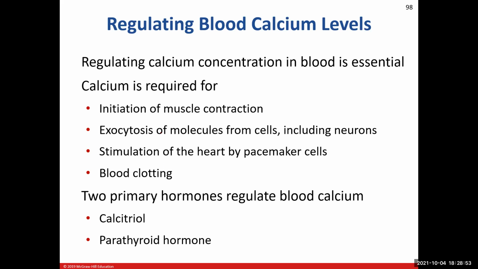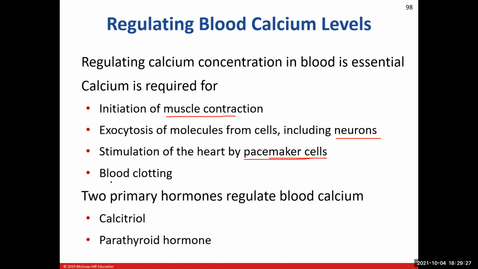We're going to learn about how it plays a role in muscle contraction. We're also going to see how it plays a vital role in the release of neurotransmitters in our neurons through the process of exocytosis. And then we'll also see, when you're in 211, when you're learning about the heart and the different types of cells within cardiac tissue, we're going to learn about these awesome pacemaker cells and how they stimulate the heart and how calcium affects these pacemaker cells.